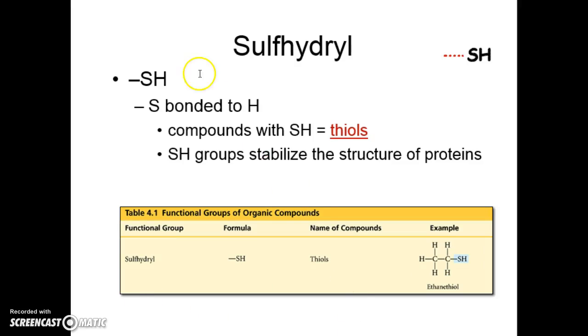So this next group has a sulfur and hydrogen bonded to the carbon backbone, and these make up thiols. And these groups stabilize the structure of proteins because this makes a very stable, non-reactive group.